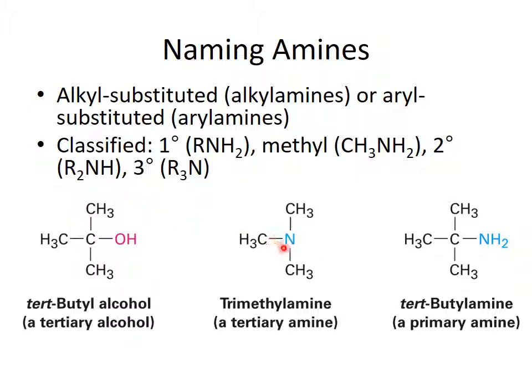But with amines, because they can have multiple substituents on the nitrogen themselves, we classify them according to how many carbons are on the nitrogen. A primary amine has only 1 carbon attached. You see how there's only 1 carbon attached to the nitrogen. That's a tertiary alcohol. That's a primary amine. Here, a tertiary amine has 3 carbons attached to the nitrogen. And of course, if we have 2 carbons attached, we call that a secondary.